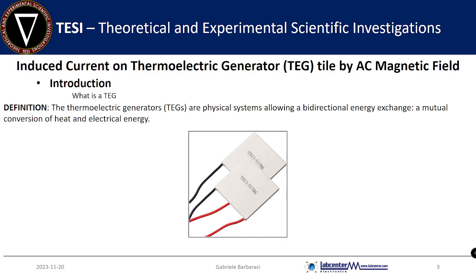In this picture, we see a TEC. Basically, there is a code 12706, which means 127 couples of PN junctions, positive and negative doped material, 127 couples. We will see later what that is. And the maximum current that this system can work with is 6 amps.